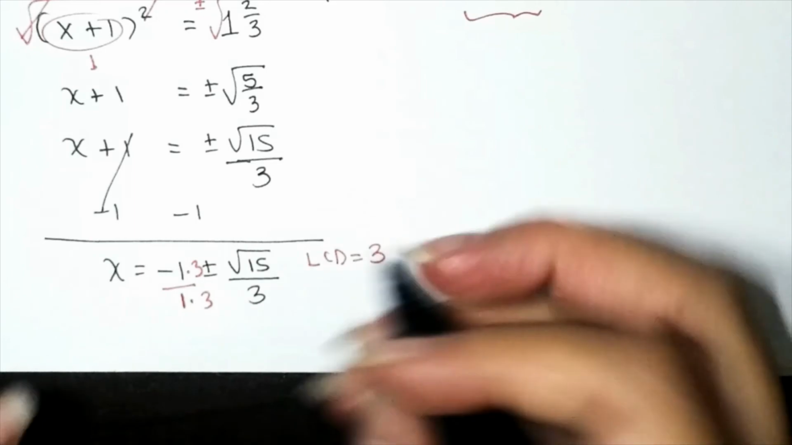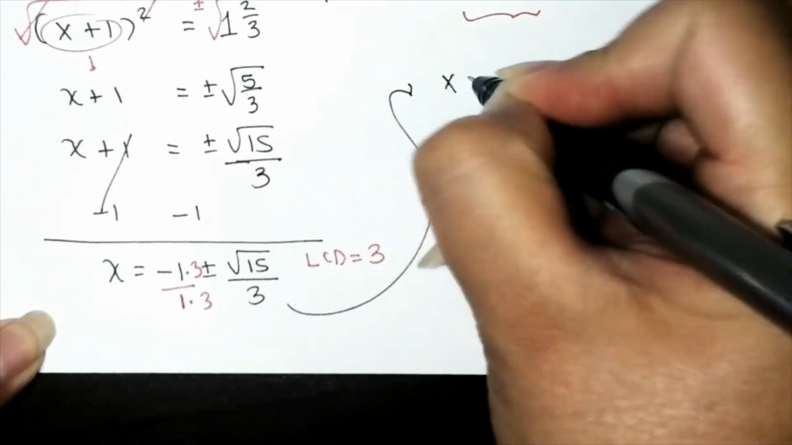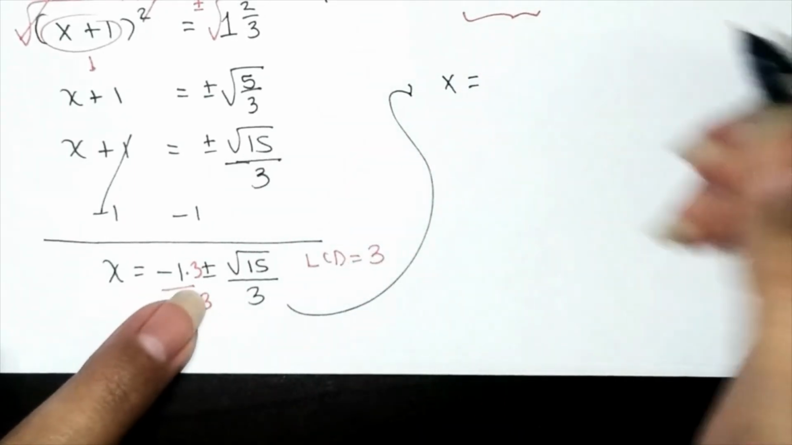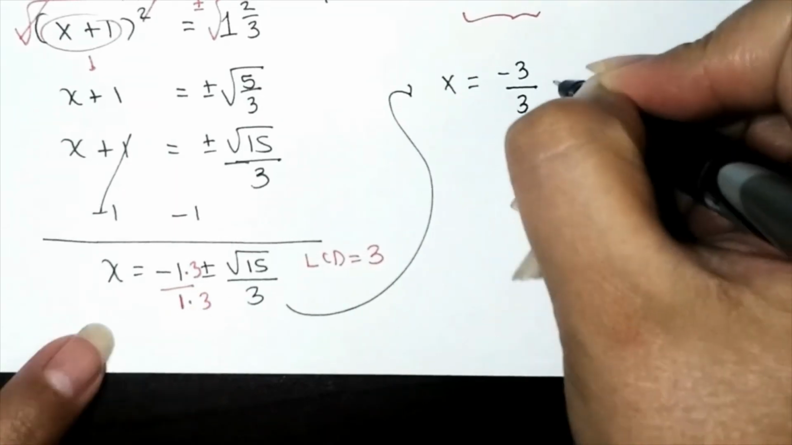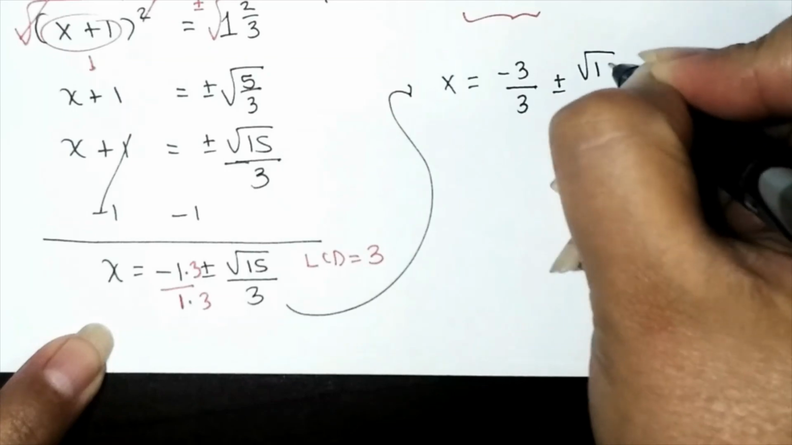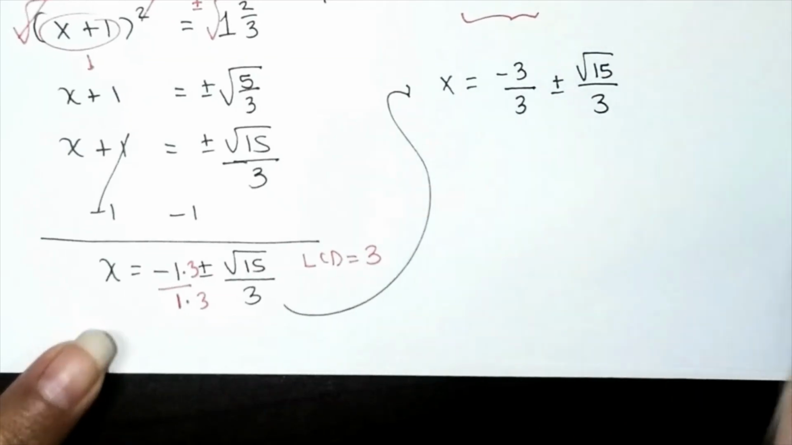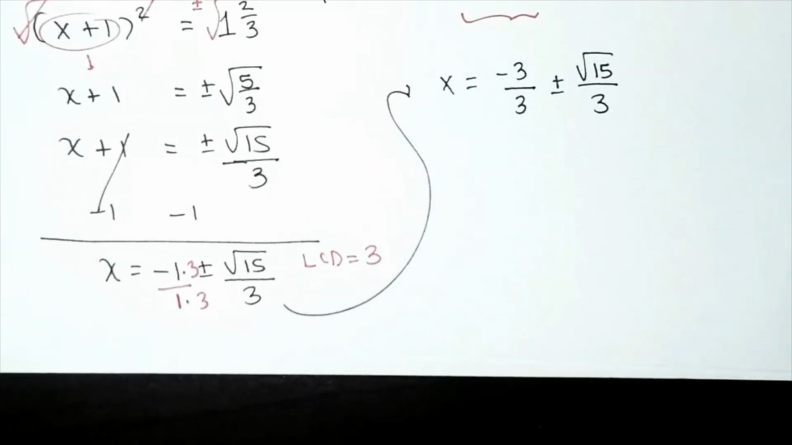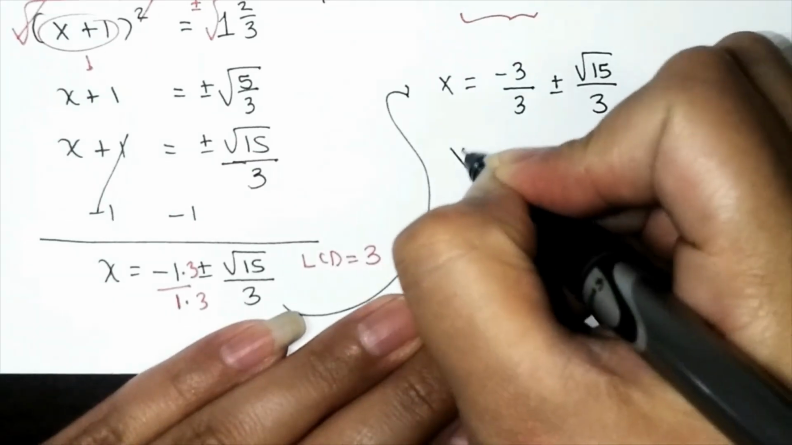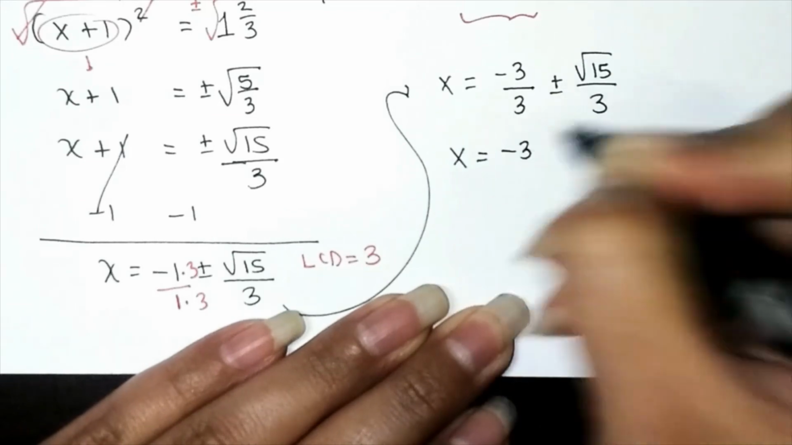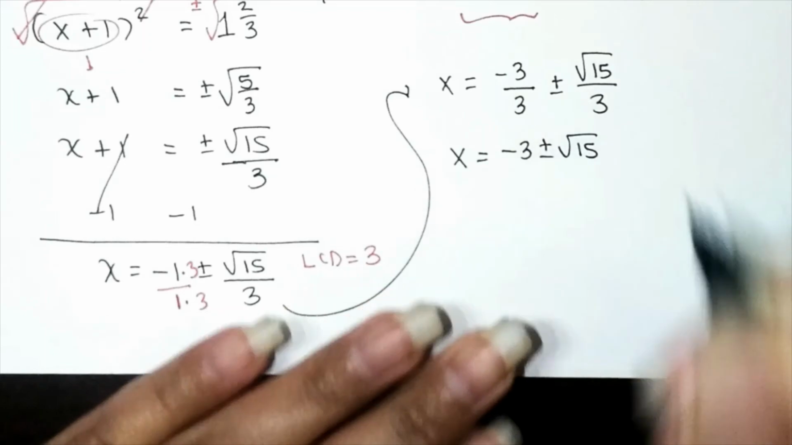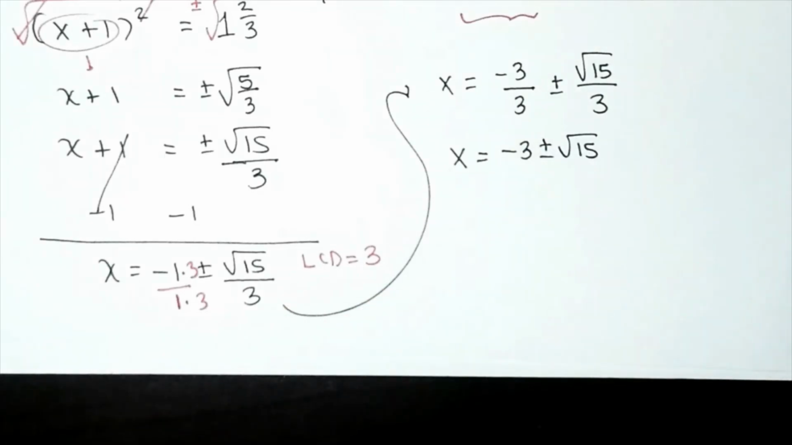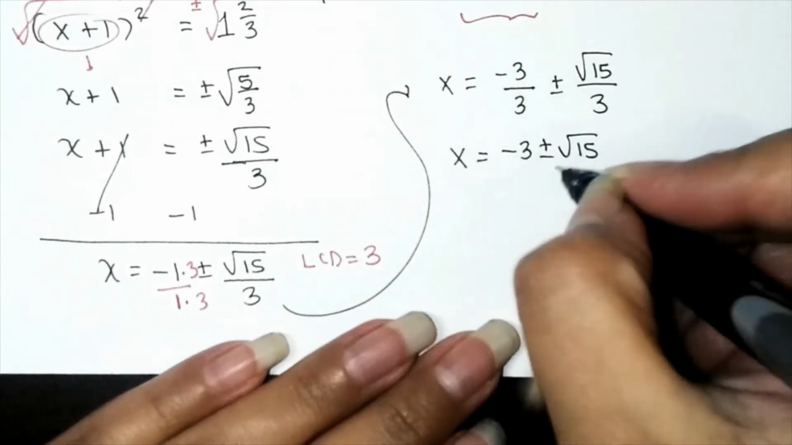And that will leave us with x equals -1 times 3 is -3 over 1 times 3 is 3. Bring down the rest of the problem. Oh, I'm crying because we're almost done. Okay, so now that the denominators are the same, we can proceed to add or subtract. So we have x equals -3, the operation, plus or minus square root of 15. So we're going to add or subtract and then write that over the common denominator of 3.